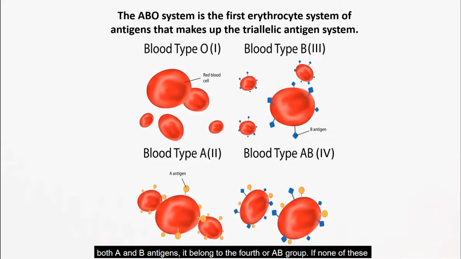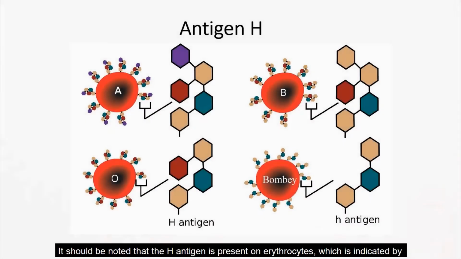If none of these antigens is detected, therefore the erythrocytes belong to the first, or zero group. It should be noted that the H antigen is present on erythrocytes, which is indicated by a capital letter. This antigen is always found on the surface of cell membranes in people with blood group 0 and is also present as a hidden determinant on the cells of people with blood groups A, B and AB.